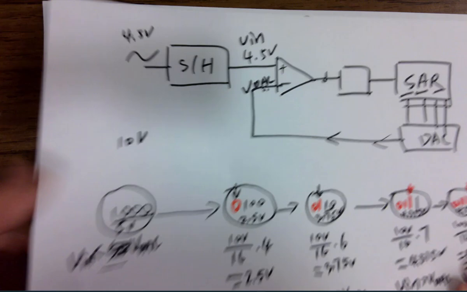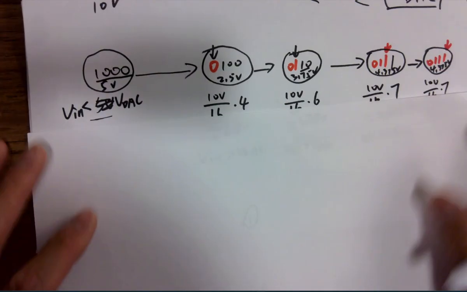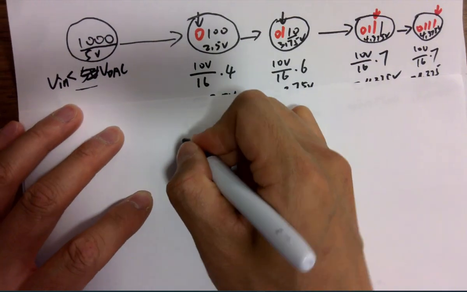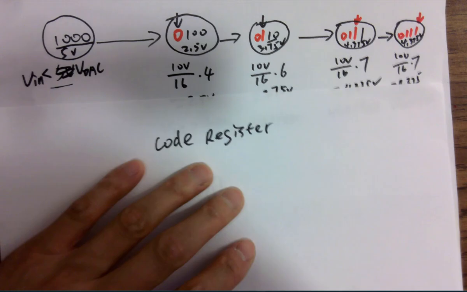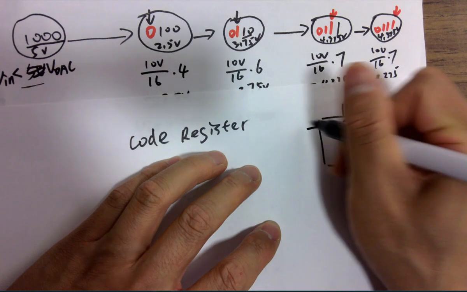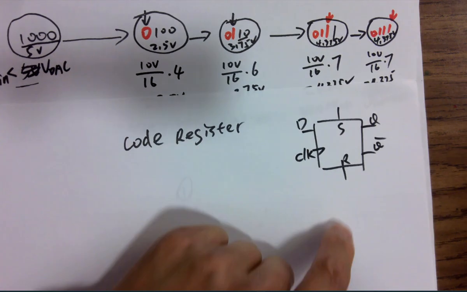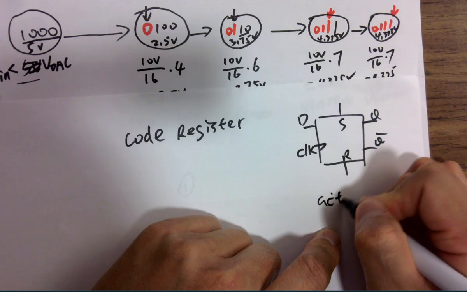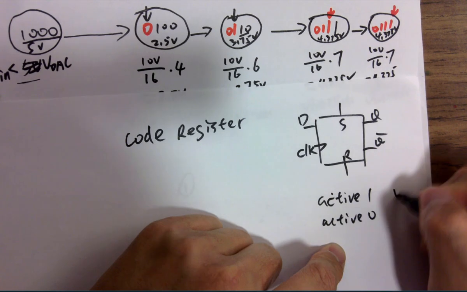All right. So now we are talking about how to implement the circuit. It includes several things. The first one is called a code register. I'll do this really quick, okay? Remember here, you got a S, R, you got a D, you got a Q, Q naught, and here's the clock. Okay, if I give a 1, this is called active 1, right? Active 1. Or active 0. For this one, it's active 1.